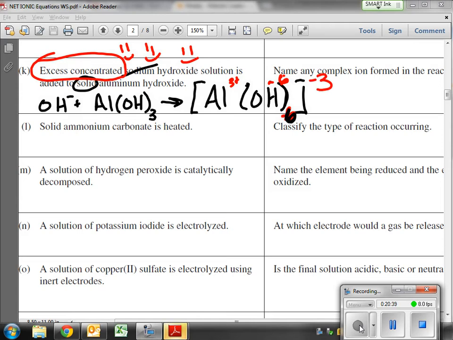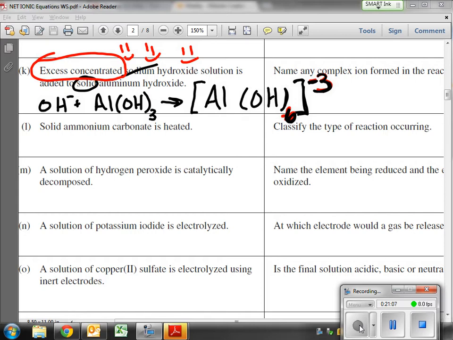Just get rid of these little notes to yourself because they're not going to get you any points. They're not really supposed to be there. And there you go. Now this is not the most common complex ion. By no means is it the most common, but it is one possible answer. And therefore it will get you points. So this is the strategy I use for complex ions.